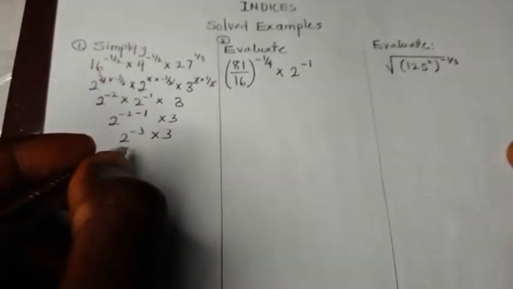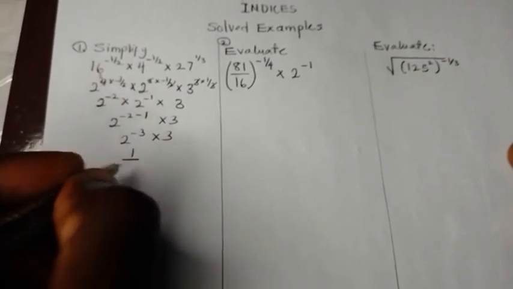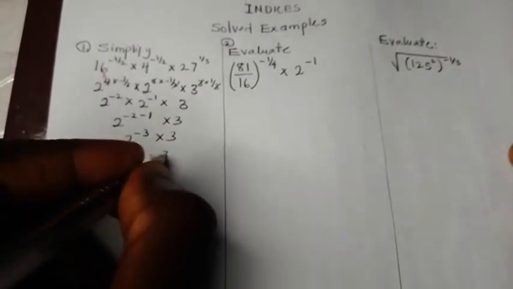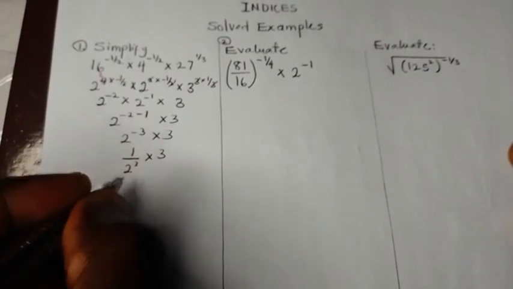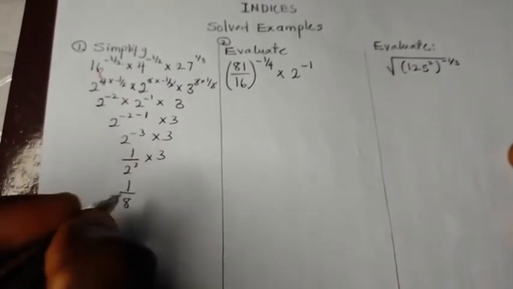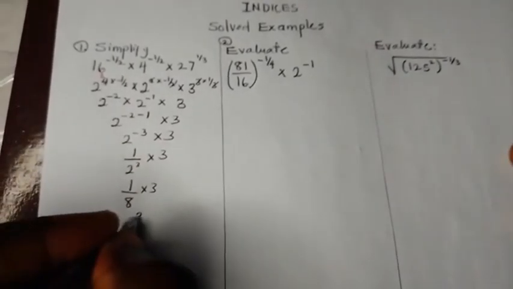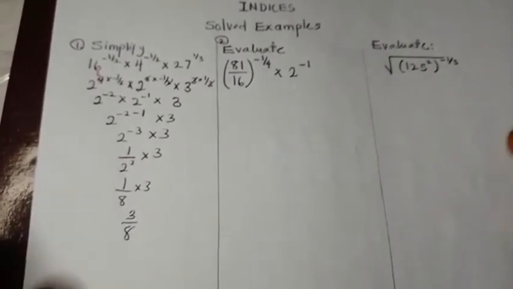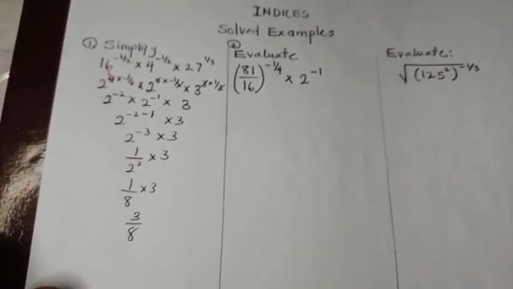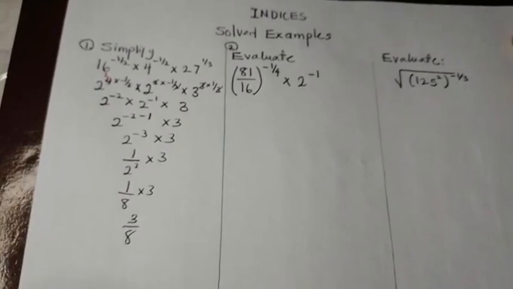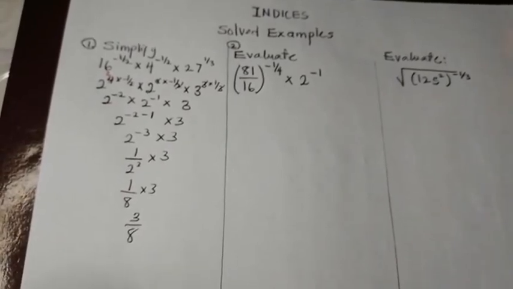2 raised to the power minus 3 is the same thing as 1 over 2 raised to the power 3, multiplied by 3. Okay, 2 raised to the power 3 is 8, multiplied by 3. So our answer is going to be 3 over 8. So there are many other approaches you can use, but I feel this is easier to understand.